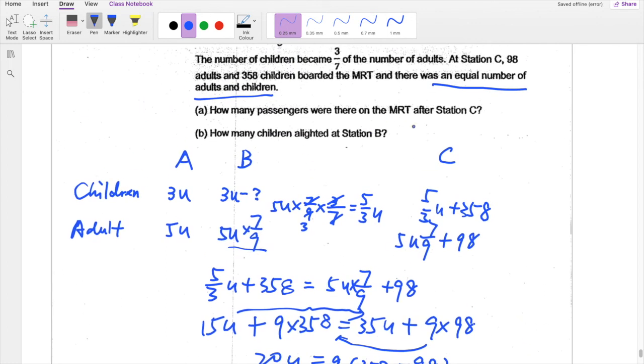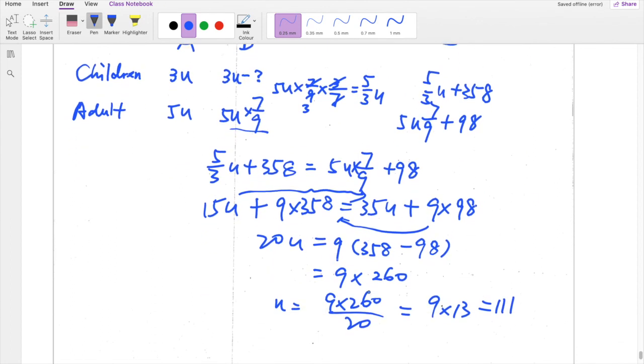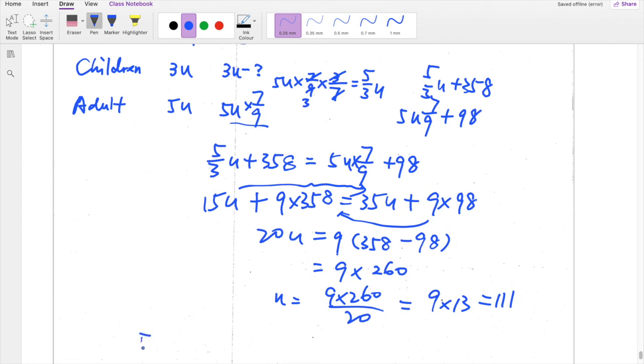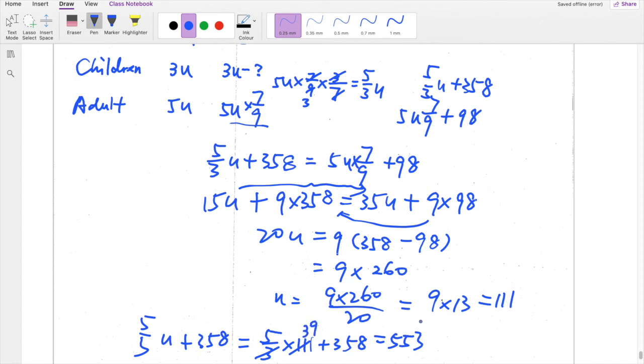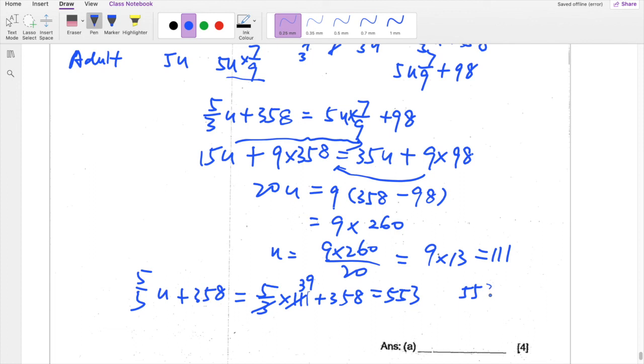Then he asks how many passengers were there on station C. Well, passengers means sum up of the children and adult, right? So for the children, it's 35U plus 358, right? Equal to 3/5 times 111 plus 358. So it gives 553. Right? So then the total number of passengers is 553 times 2, right? Gives 1106.